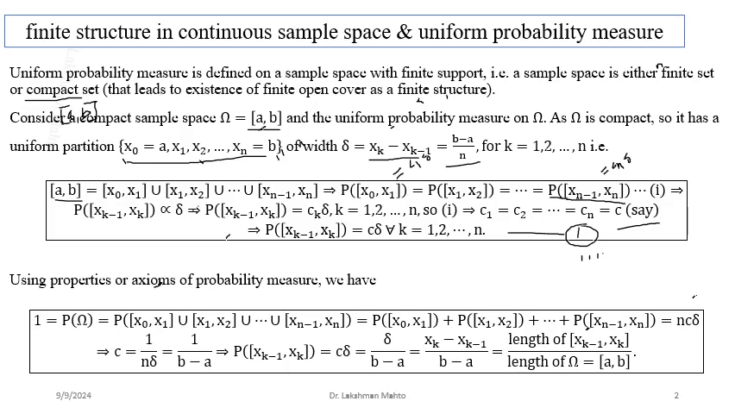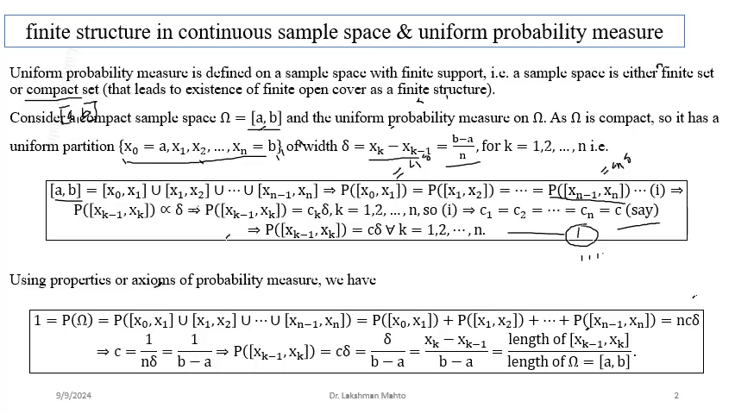So here we can directly apply the additive property of the probability measure. It is the sum of the probabilities of these subintervals. What is the probability of the first subinterval? It is c times delta. The probability of the second subinterval is c times delta. The probability of the nth subinterval is c times delta. So the sum would be n times c times delta, which is equal to 1. If you simplify, you get c equals 1 by n times delta. Delta is (b minus a) by n. n will cancel out, and c is 1 by (b minus a). That is the normalizing factor.